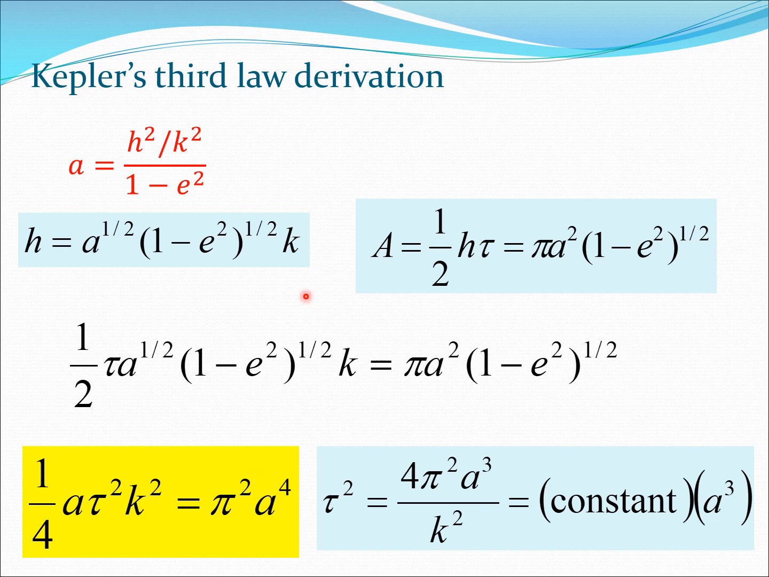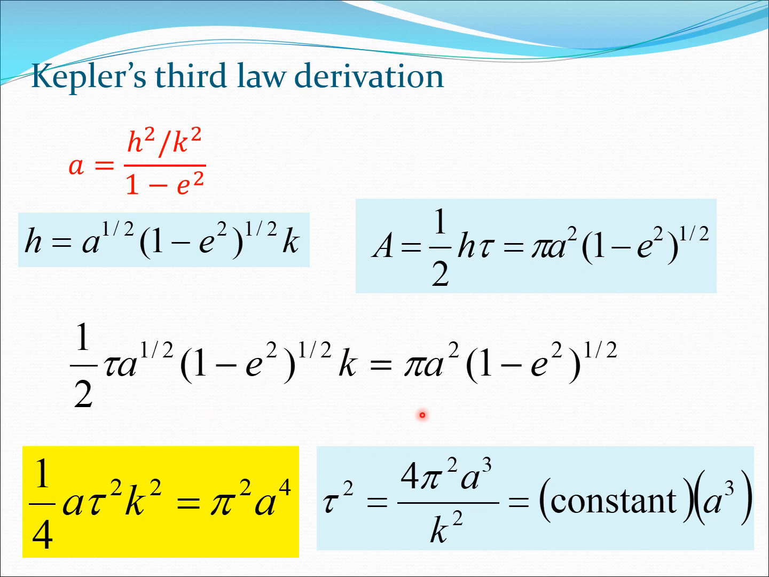Now if you are confused about what I have done here, just take a look at this part, half h tau. So I put half h tau here, half, this is h and tau. Okay, so this part here goes here, and then the pi a square 1 minus e square to the power half part goes here. So these are essentially both expressions for the area A, and after I have these two expressions I can do some cancellation.